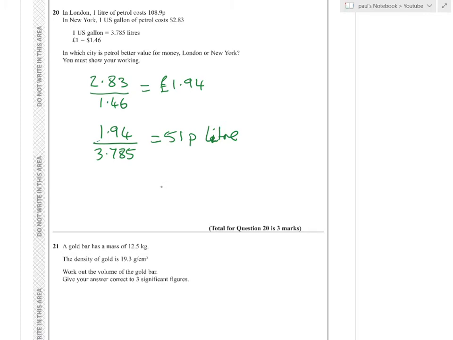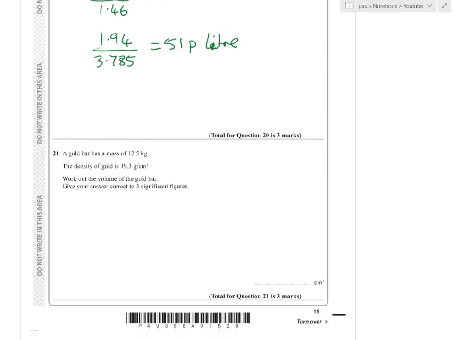Anything to back that up in the mark scheme? All a bit complicated. 51, yeah, I've got to see 51 there. So 51p a litre. So I changed the dollars into pounds and then gallons into litres. Oh, I didn't like that one.